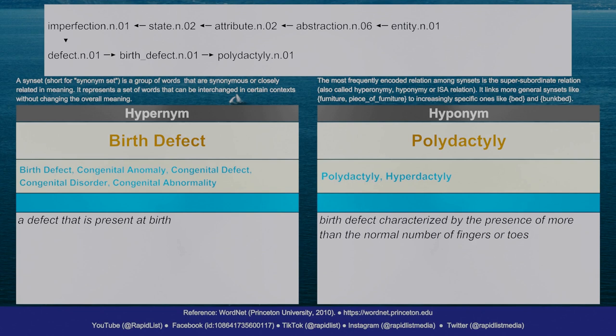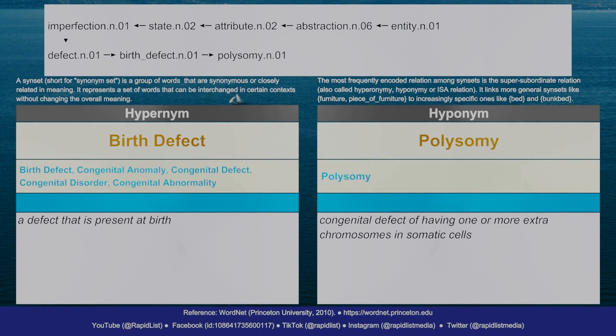Polydactyly. Birth defect characterized by the presence of more than the normal number of fingers or toes. Polysomy. Congenital defect of having one or more extra chromosomes in somatic cells.